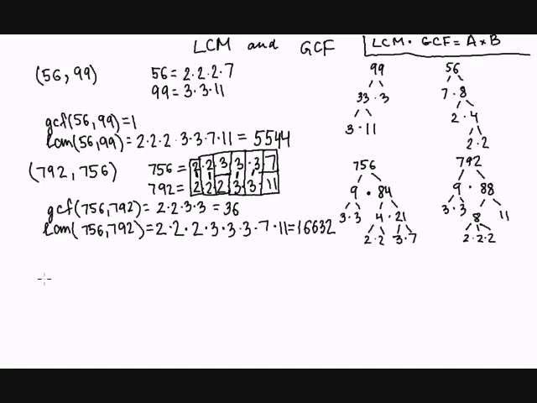Okay, let's do one more example. Let's try even bigger numbers. So let's say we have the following pair: 3276 and 5390. So again, to find the greatest common factor and least common multiple, I have to write the prime factorization of these two numbers. So let's do it real quick.